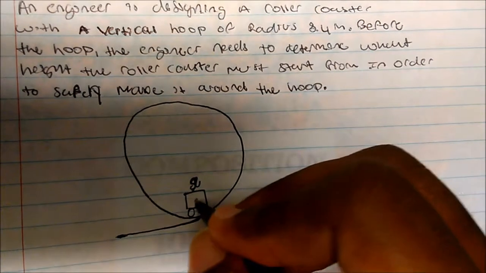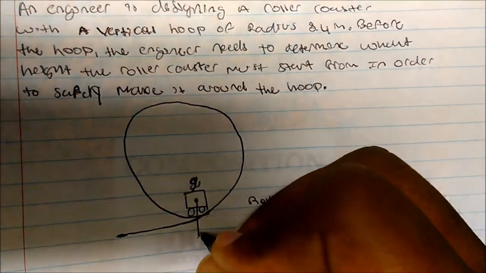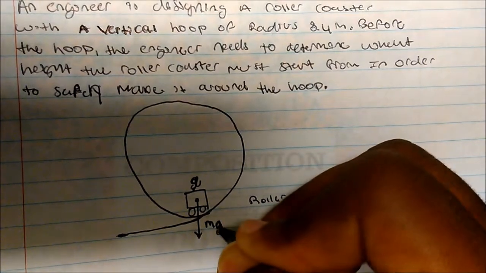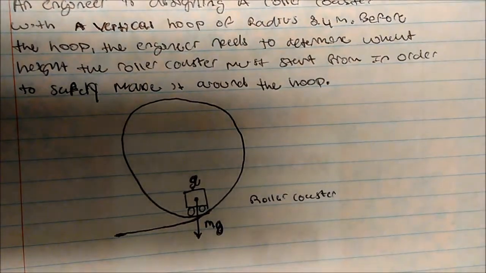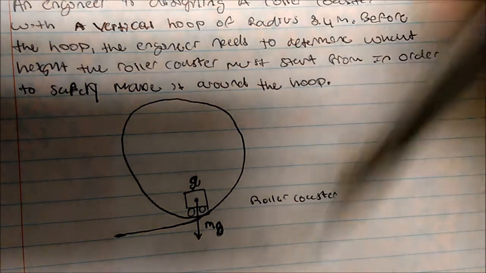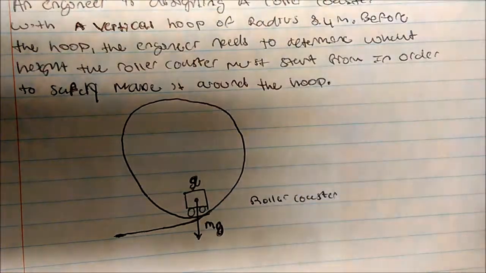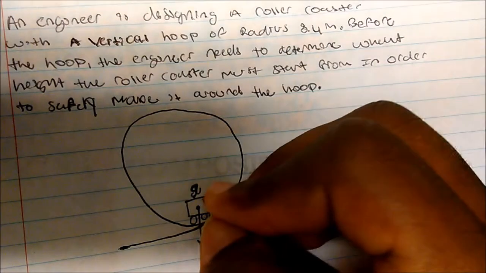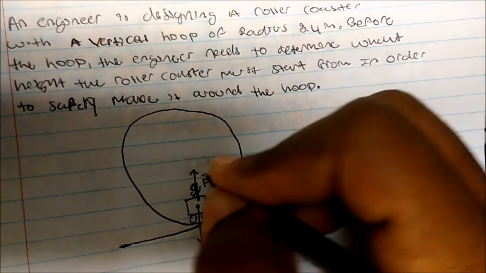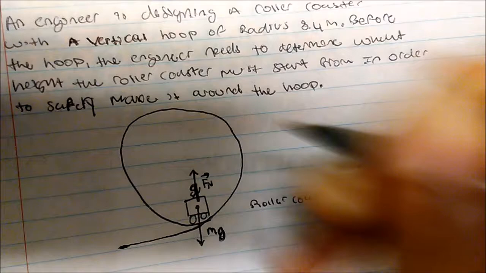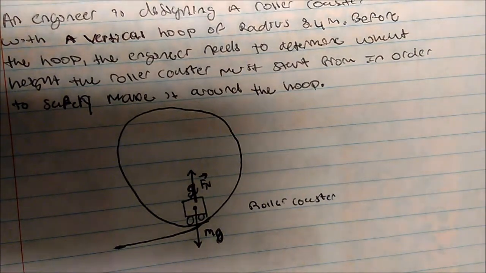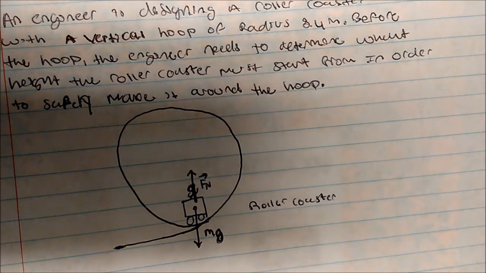Well, we always know gravity is pulling straight down. We know this is the gravitational force, which is mg. Well, what's preventing the car from going straight down through the track? It's the normal force. The normal force is equal and opposite, canceling out gravity, and that's the reason the cart is stationary at this point. So at the bottom we have the normal force, and gravity pulling it down.